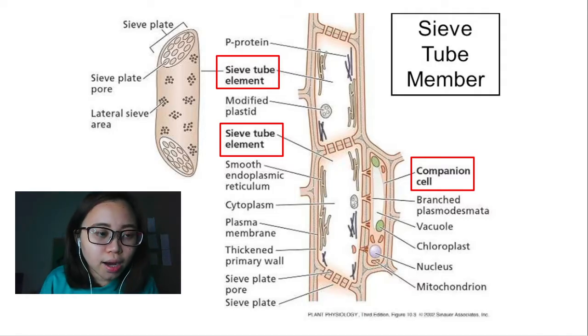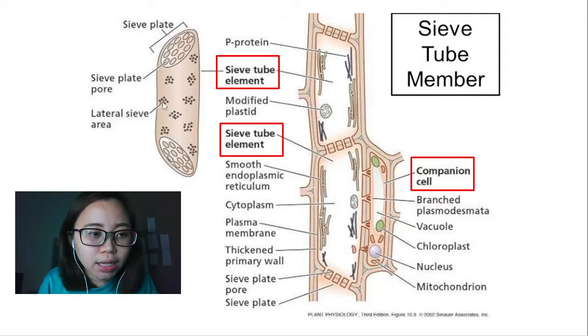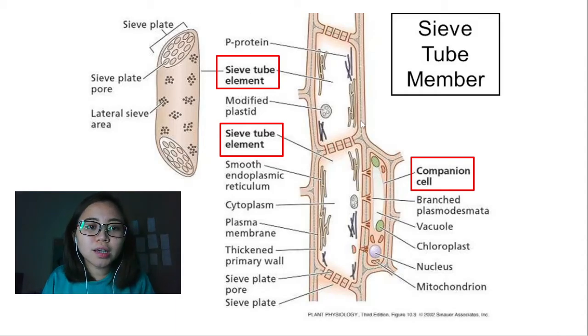Okay, so up here we can see the sieve tube. Sieve tube akan nampak macam ni. Dia ada banyak lubang-lubang di tepi. Dia ada lubang-lubang di hujung. Bila kita susun dia, kita boleh nampak ada companion cell di tepi dia. So you can see this is the plasmodesmata yang menghubungkan dua jenis sel ini.